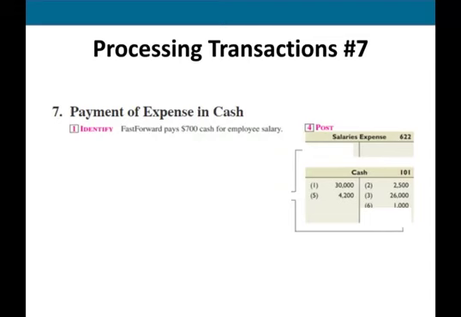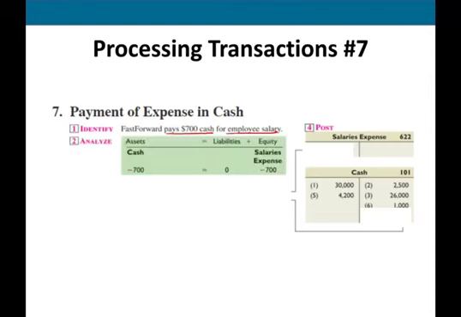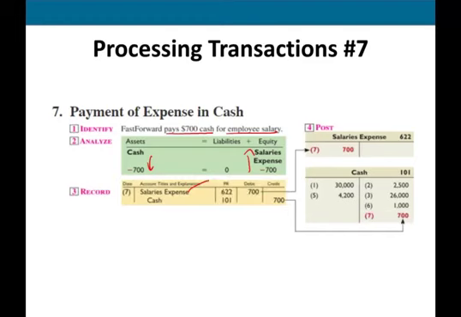Transaction 7. More payment of expenses. Pay 700 cash for employee salary. My cash is going to go down. My salary expense is going to go up. So this is going up. This is coming down. Well, salary expense always takes a debit. So I'm going to debit salary expense. I'm paying cash. Cash is credited. Again, the journal entry: debit expense, credit cash.